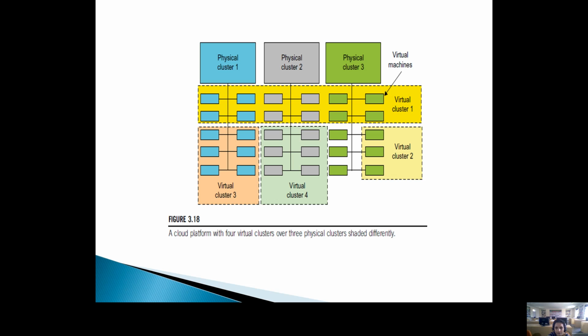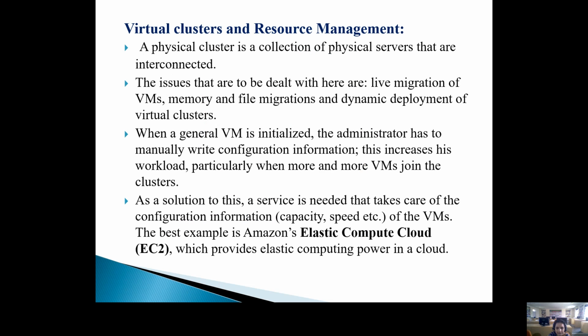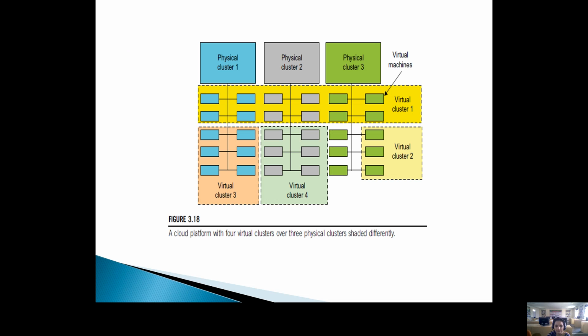Okay, so what do physical servers mean? This is the physical cluster and these are the servers. A collection of servers is called a physical cluster. A physical cluster is a collection of physical servers that are all interconnected. In this physical cluster we have a group of physical servers. These rectangular boxes are called the servers.